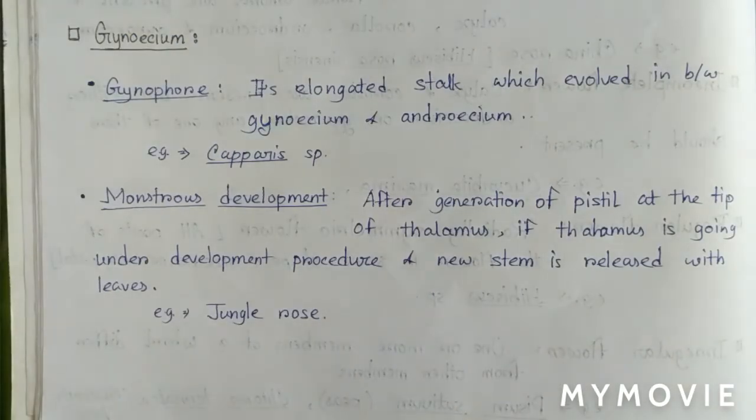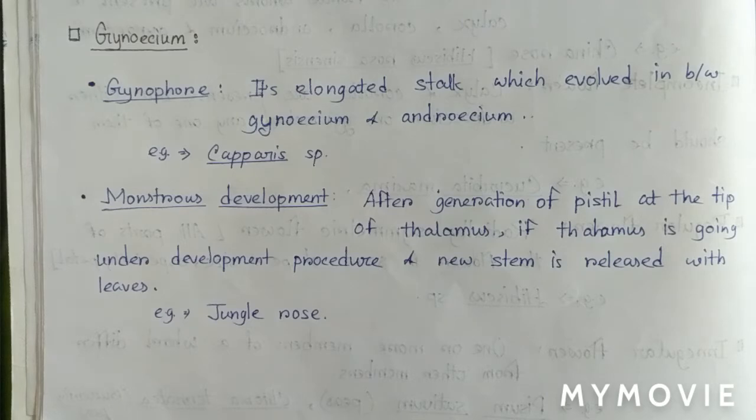Now some typical terms in gynoecium. First one is gynophore. We found androphore is the stalk-like structure supporting stamen, and gynophore is just the opposite. It's the stalk-like structure which supports the ovary system, which evolved in between gynoecium and androecium, means the space in between male reproductive organ and female reproductive organ. Example, Capparis species.